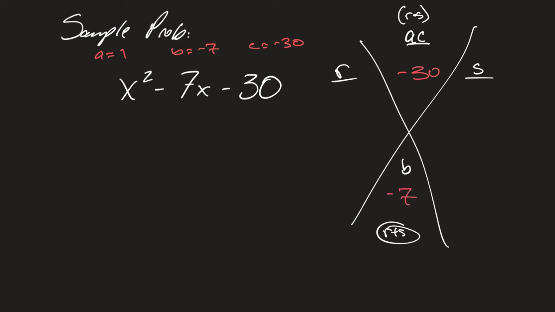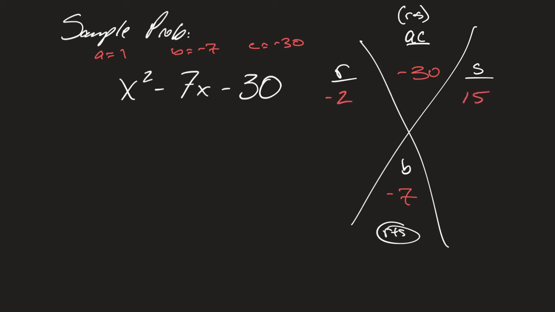B is negative 7. So now I'm looking for two factors, r and s, that when I multiply them together, I get negative 30. When I add them together, I get negative 7. The only way to get a negative number as a product is when one of my factors is negative and one of my factors is positive. So what we're going to do is list factors of 30. So let's go 2 and 15.